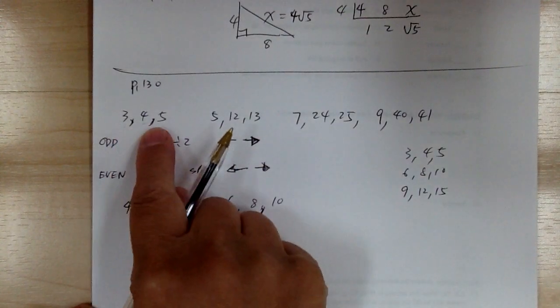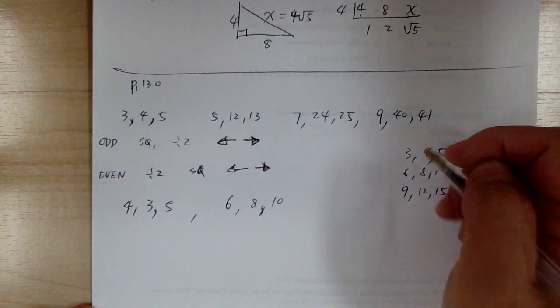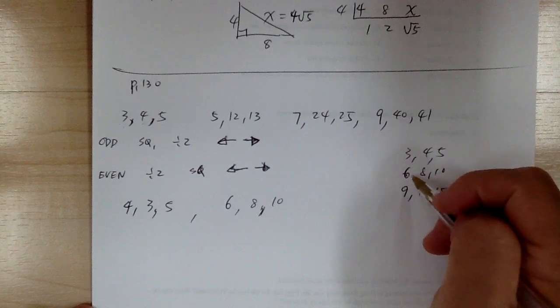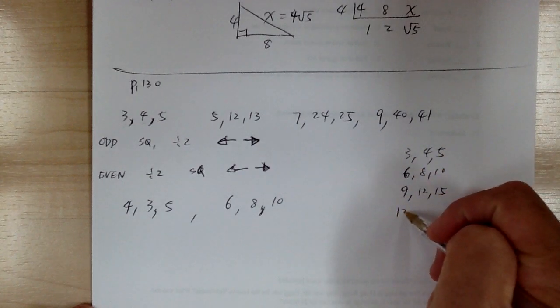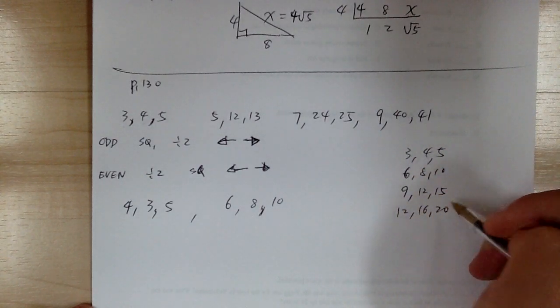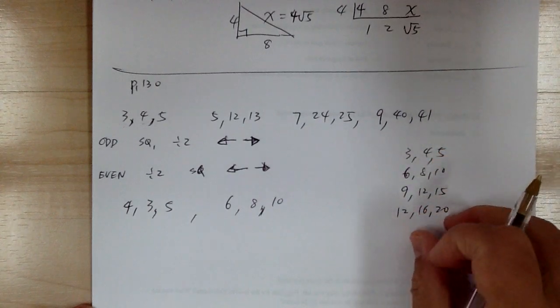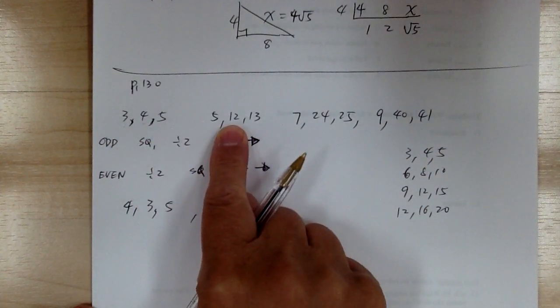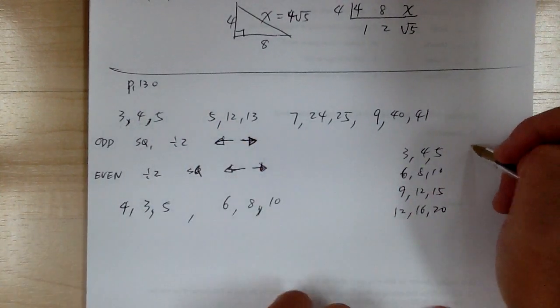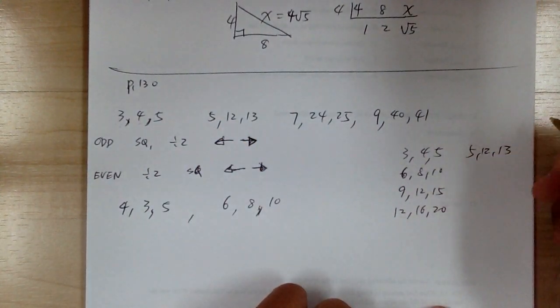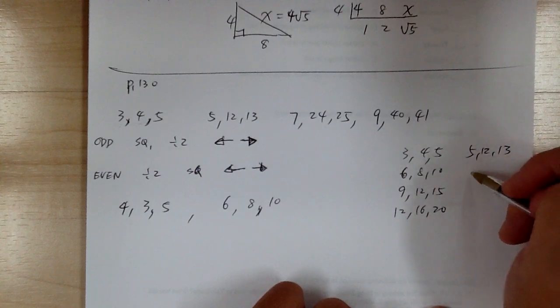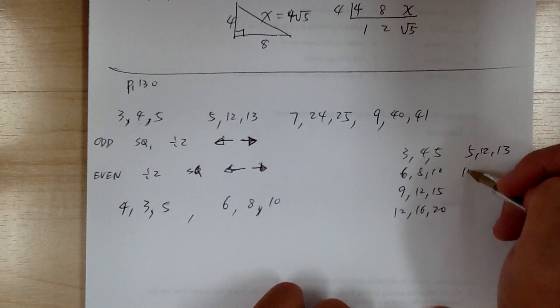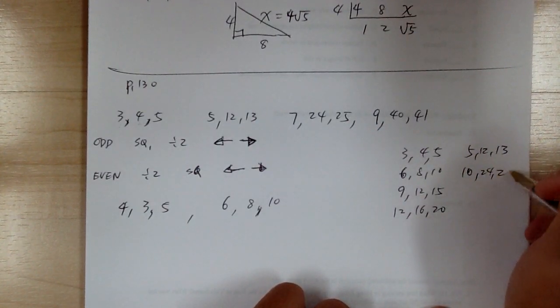Okay, so again, it's just a primary, so you can do any harmonics of it. And you can times it by 4, you get 12, 16, and 20. So all this would be considered the harmonics of the 3, 4, 5. And same thing with this one over here, right? So the 5, 12, 13. If you do the multiple of 2, you get 10, 24, 26.